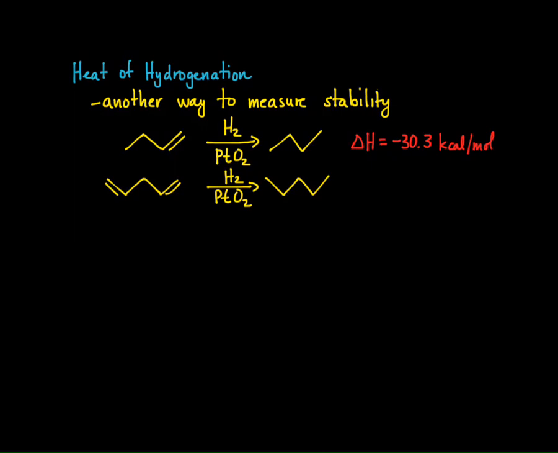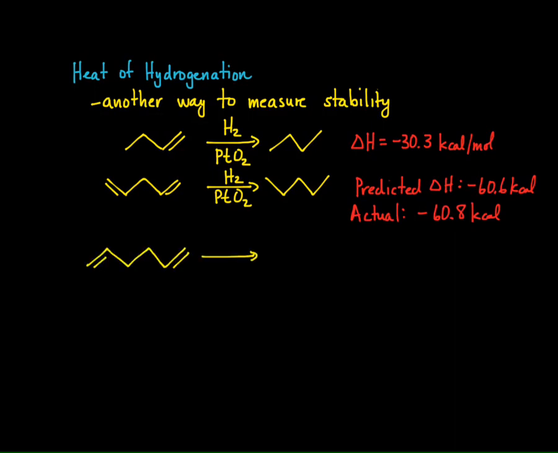So if 30.3 kilocalories of energy is released for one double bond, then I would expect to see about double that for two double bonds, right? And when I measure that actual value, it is really close, so minus 60.8 kilocalories per mole. Now, you should always think to yourself, well, is this arbitrary? I mean, it's simply one data point. And so we can look at a variety of dienes.